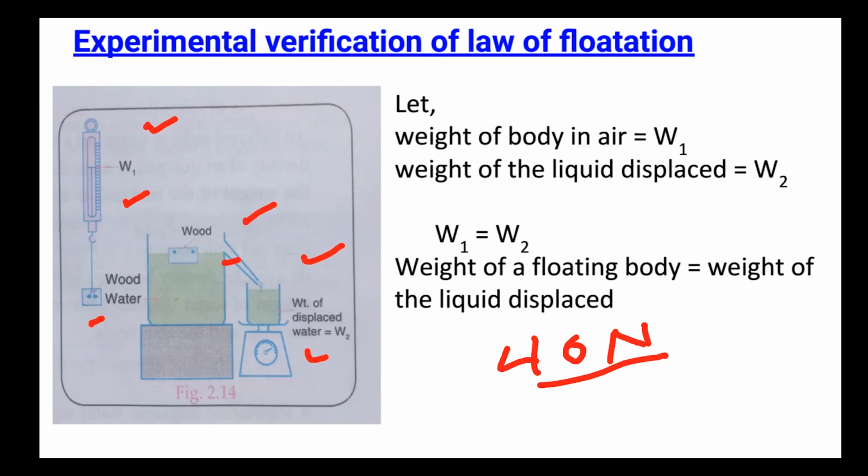Now it shows the new weight, and that is the weight of beaker plus displaced water. And finally, the difference between the weight of beaker plus displaced liquid and the weight of the empty beaker only gives us the weight of displaced water, and that is also found to be 40 Newton.